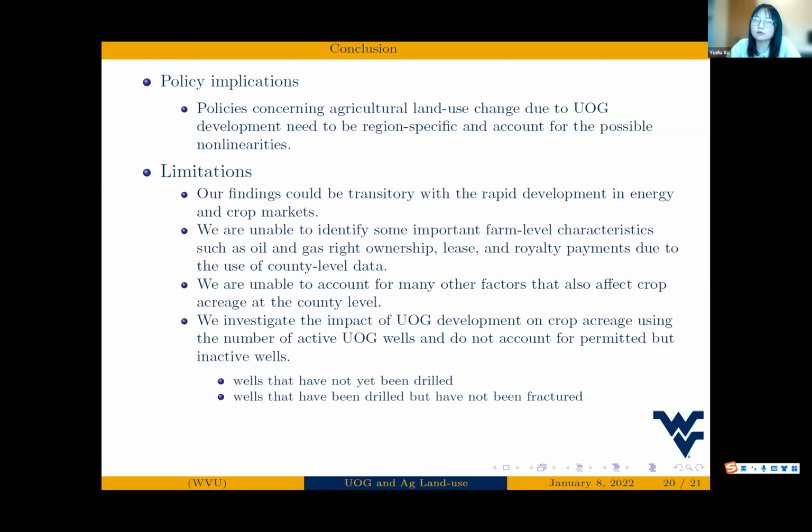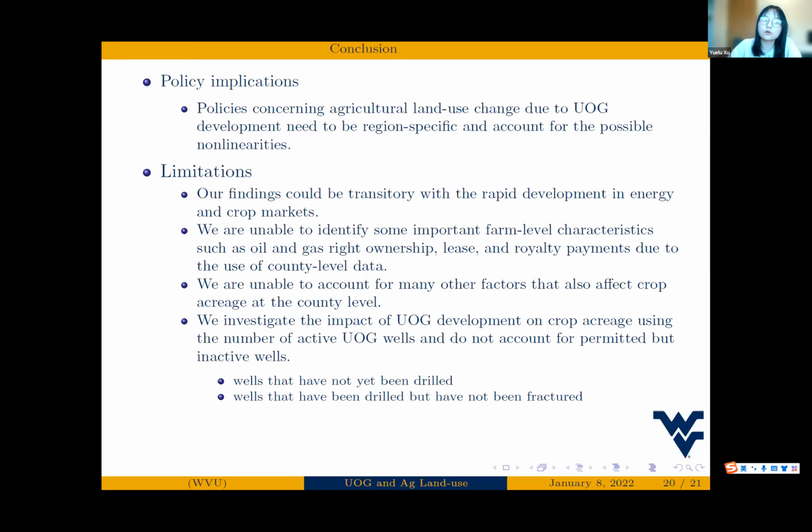do not account for permitted but inactive wells. Permitted but inactive wells include wells that have not yet been drilled and wells that have been drilled but have not been fractured. The number of drilled but unfractured UOG wells has been growing in recent years in the US. These wells may occupy land in terms of the infrastructure preparation.